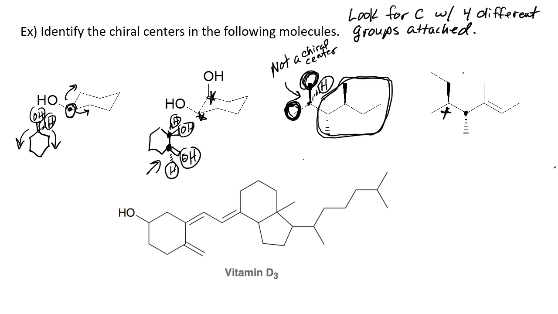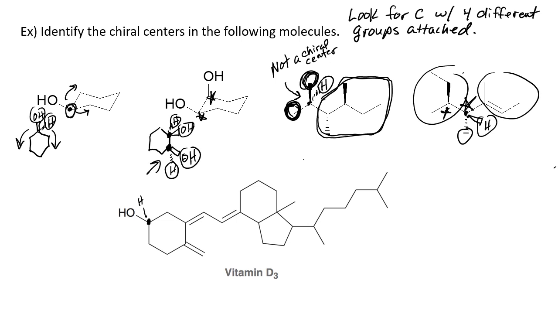Now for this carbon, we've got a methyl, there's a hydrogen, and then you've got this whole group and this whole group, which are clearly different. So that makes that a chiral center as well. This molecule has 2 chiral centers. All right, and we're going to look at this bottom one here. We have 1 chiral center that has 4 different things attached, right? Don't forget there's also a hydrogen.